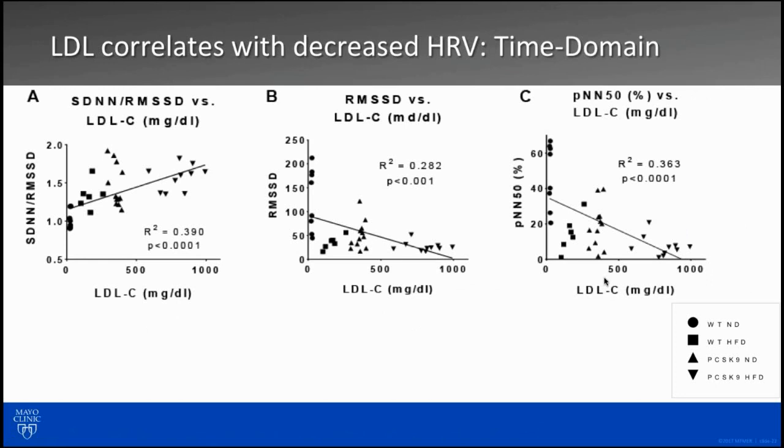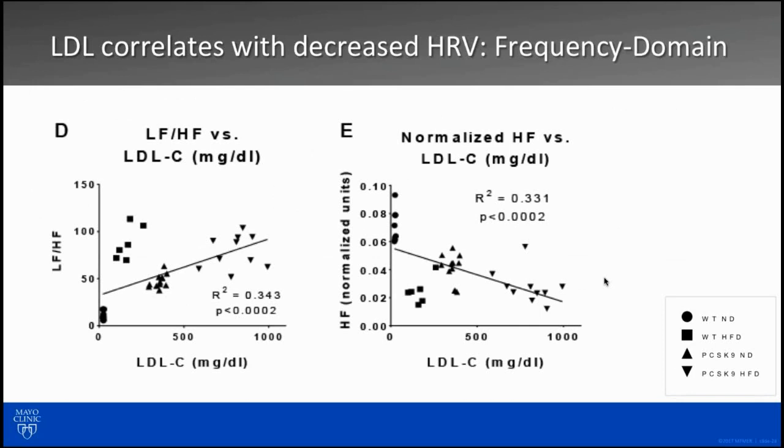Looking at how the LDL correlated with our time domain data, which is what we were much more interested in, the ratio of SDNN to RMSSD has a direct correlation, with increased values for the ratio and increasing LDL. Both of the vagally mediated indices, RMSSD alone and pNN50, were inversely correlated to levels of LDL. Correlations with our frequency domain analysis were similar to what we saw in the SDNN to RMSSD balance index: the LF to HF ratio also was directly correlated to LDL values, and the normalized high frequency domain was inversely correlated, similar to the other two measures of time domain indexes.